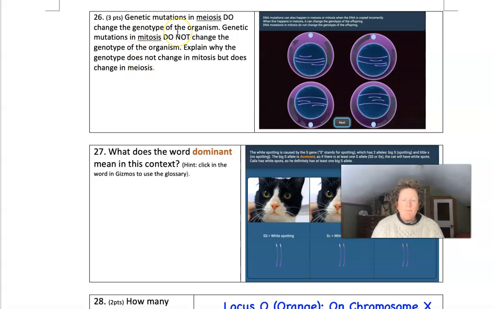Genetic mutations in meiosis do change the genotype because everything gets made from that original cell in meiosis. But in mitosis, if you're doing mitosis of your skin cells and your skin makes an error in copying the DNA, that's not going to affect your whole body. It's going to affect a little patch of skin cells.